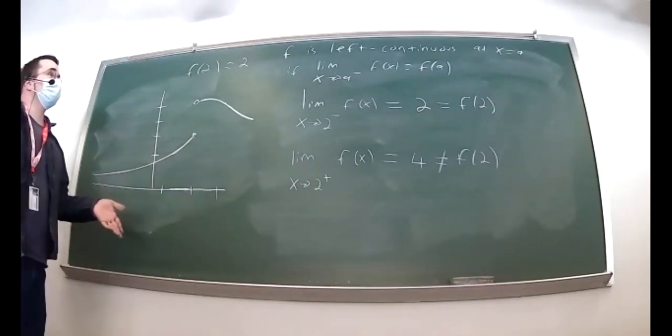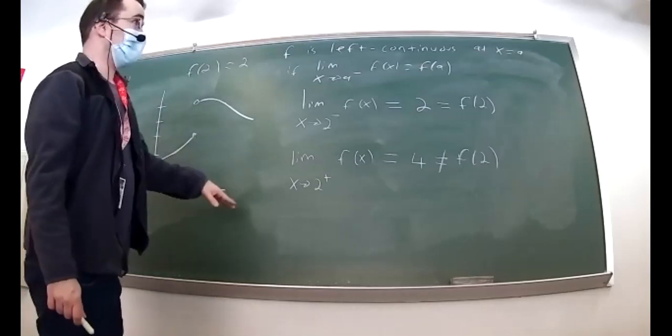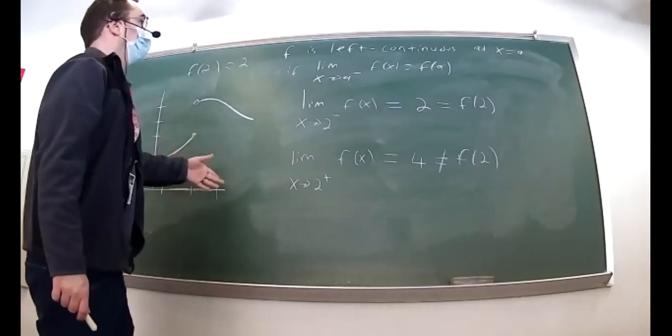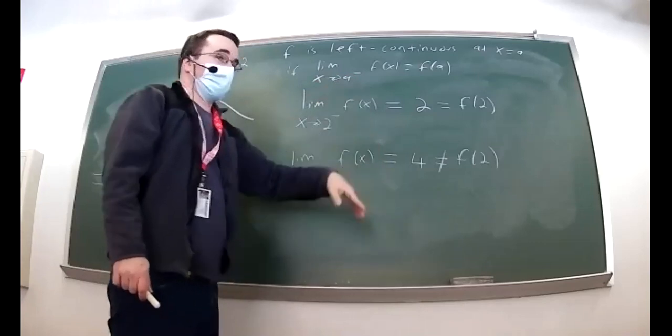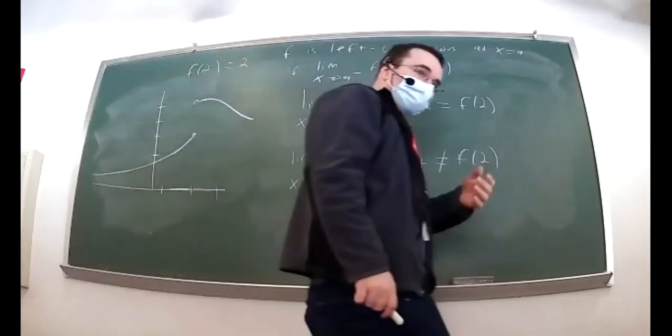Similarly, you would say that f is right continuous at x equals a if the limit as x approaches a from the right was equal to f of a.